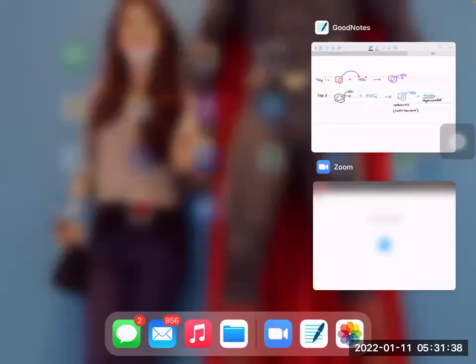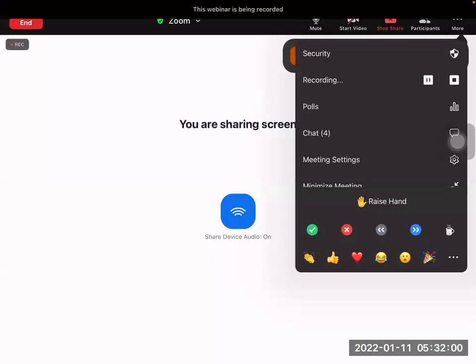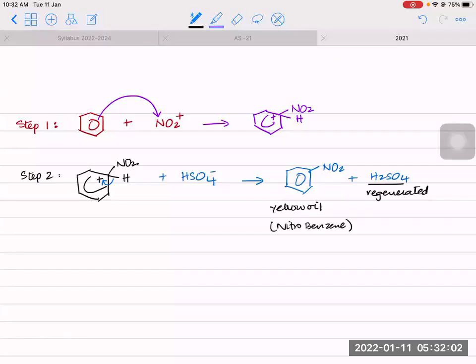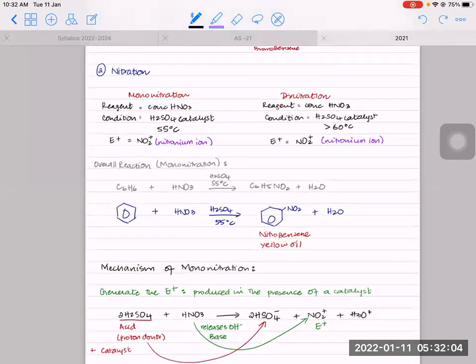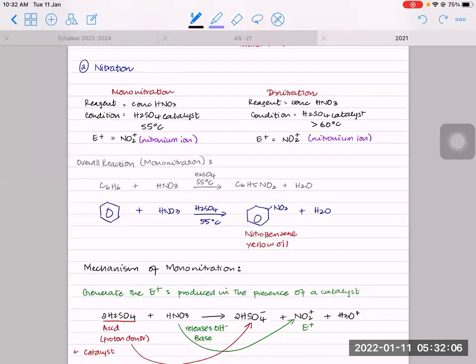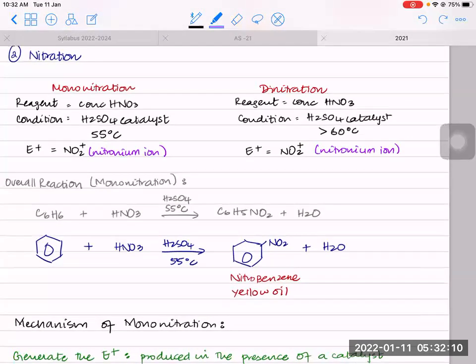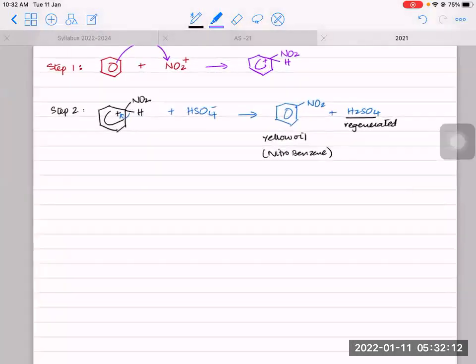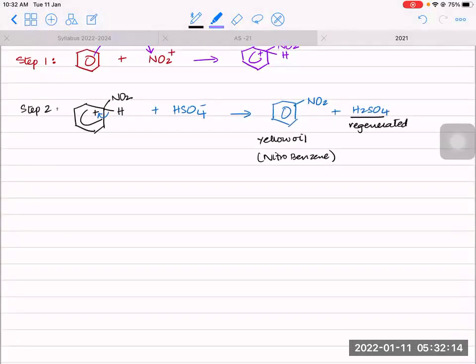Do you guys understand? Now, this was mononitration, and this was happening at 55 degrees Celsius. However, if you increase the temperature, if you make it more than 60, then it will undergo dinitration, right?